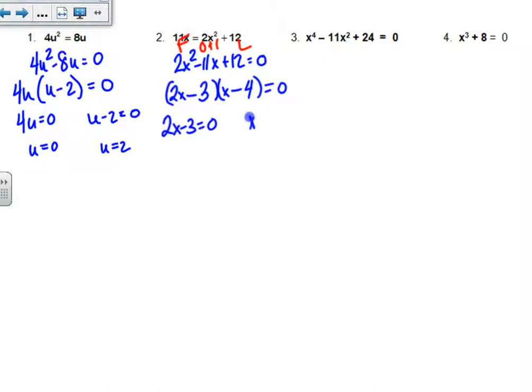So now I take my factors and I set them equal to 0. Whoops, I'm kind of ahead of myself. And solve. So this one I would add 3 and divide by 2, so 3 halves. And this answer is x equals 4.